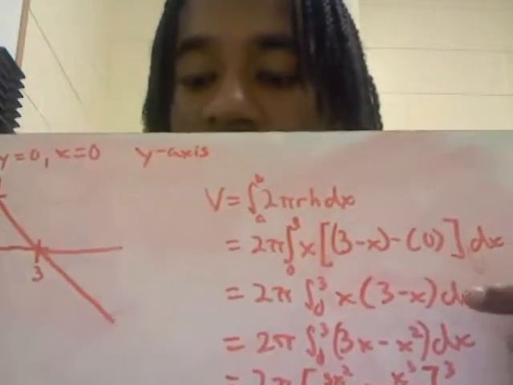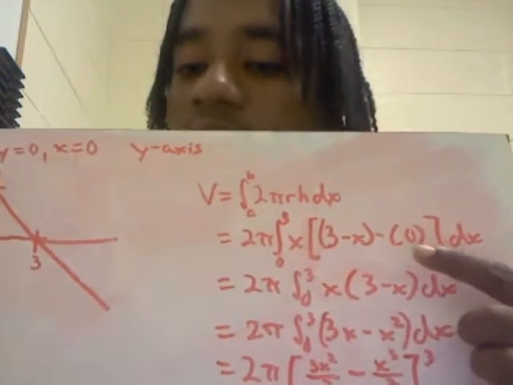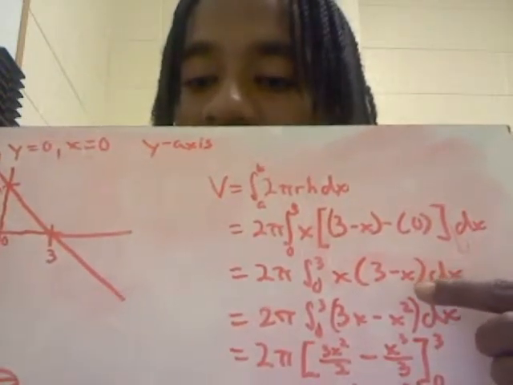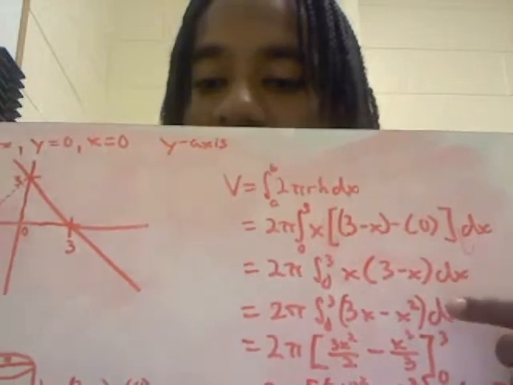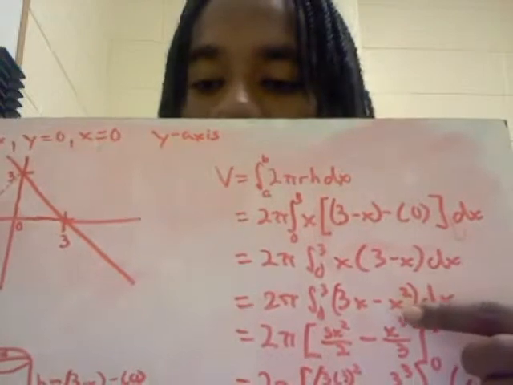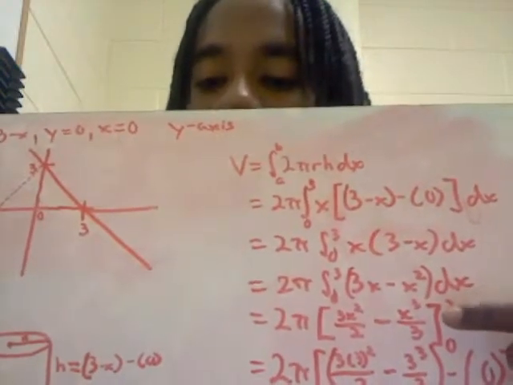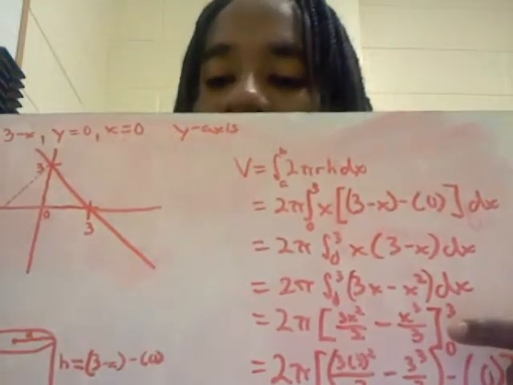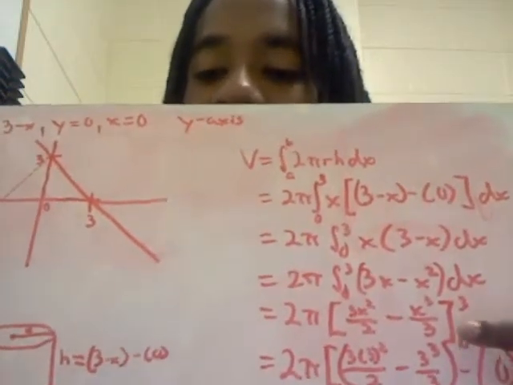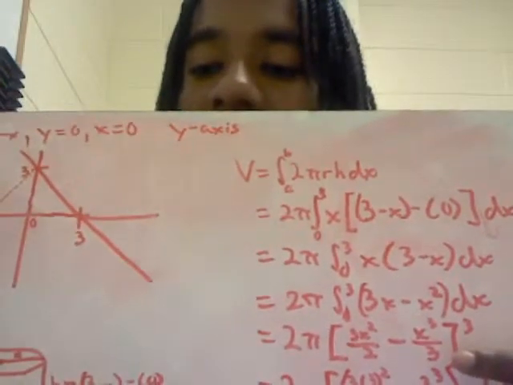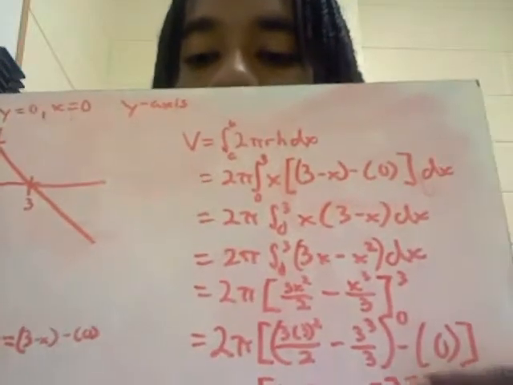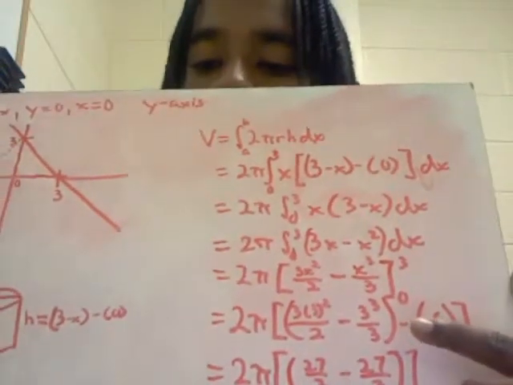Now, onto next. Now you cancel out the 0, and it's going to be 2 pi from 0 to 3 of x times 3 minus x dx. Then you distribute the x, and it's going to be 2 pi from 0 to 3 of 3x minus x squared. Now you finally do the integration. It's going to be 2 pi times 3x squared over 2 minus x cubed over 3 from 0 to 3.